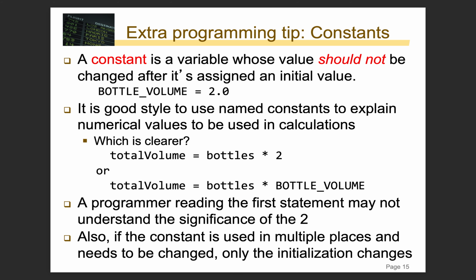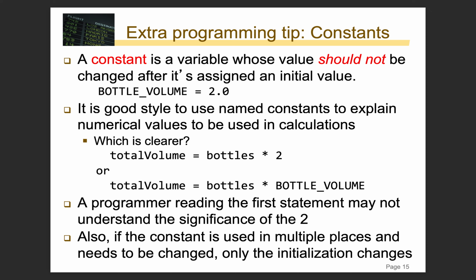Okay, some extra programming tips all about constants. A constant is a variable whose value should not be changed after it's assigned an initial value. So something like bottle volume, once it's been assigned the value 2, or 2.0 here, so it's a float, is not going to change anywhere in our program. We're not going to change our bottle volume.